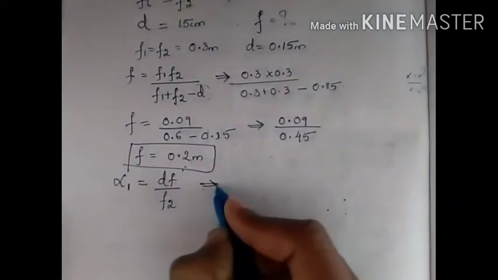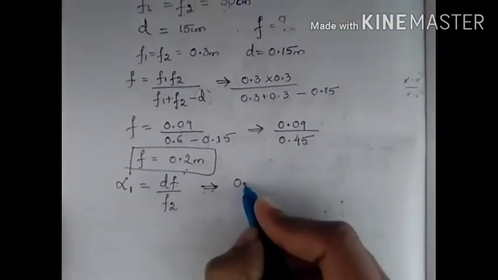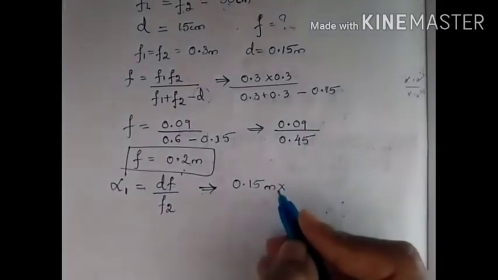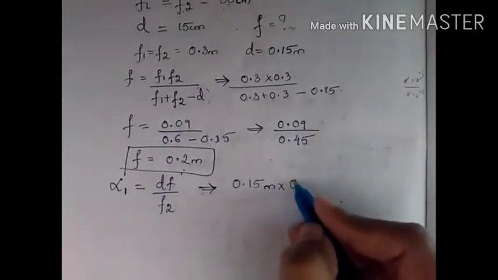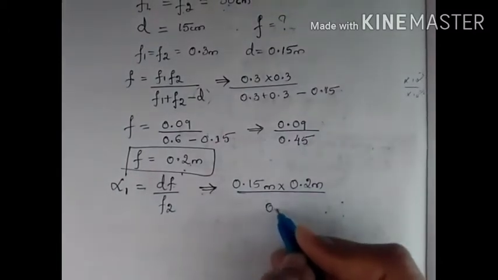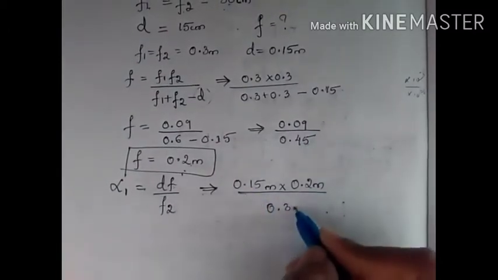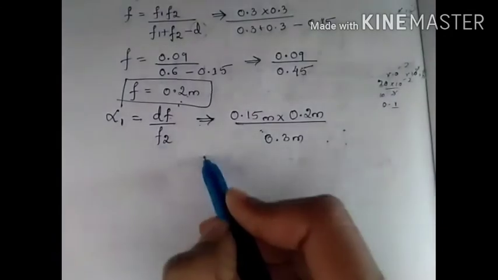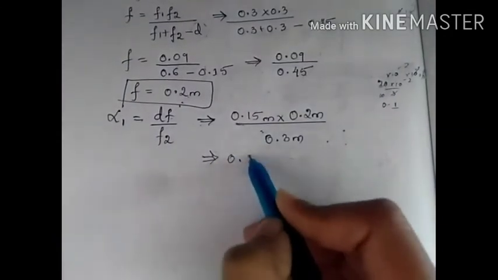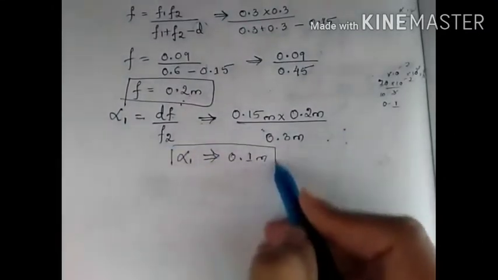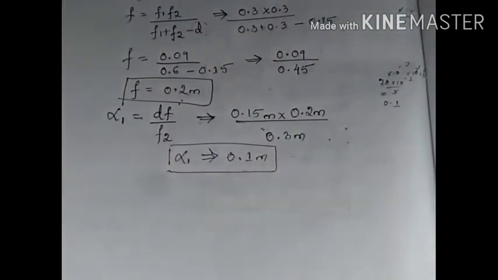So d we know, d is 0.15 meters, which is multiplied by 0.2 meters divided by f2, which is 0.3 meters. So 15 twos are 30. So if you solve, the answer will be 0.1 meters. So alpha 1 is 0.1 meters from the first lens.